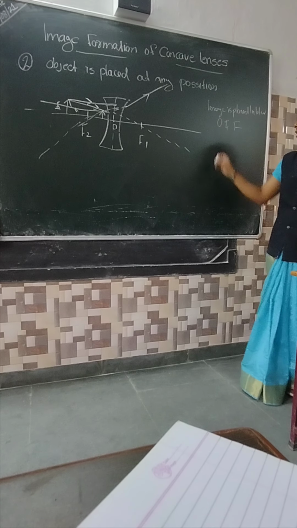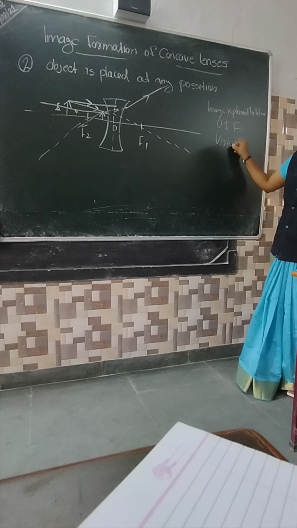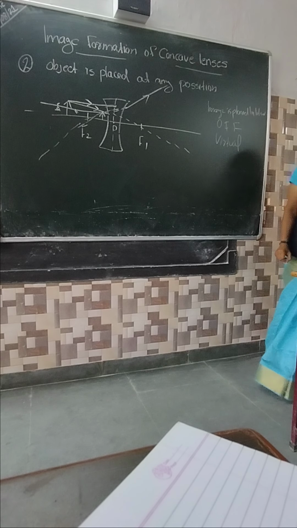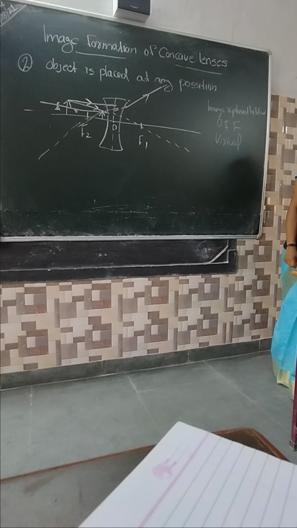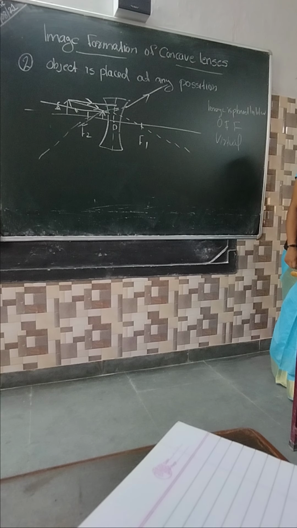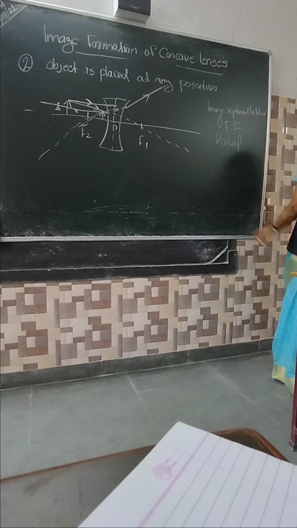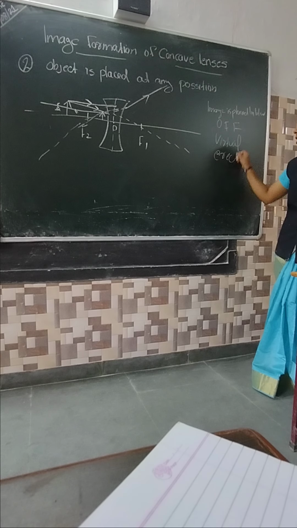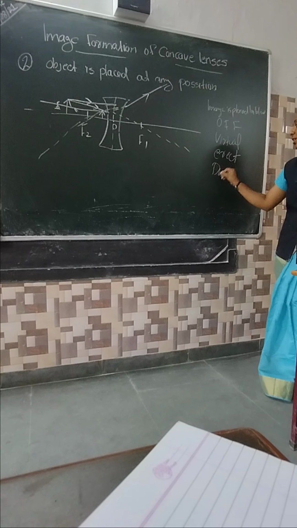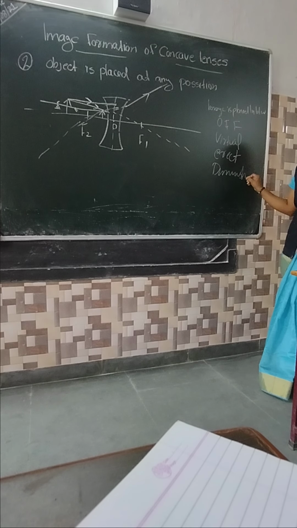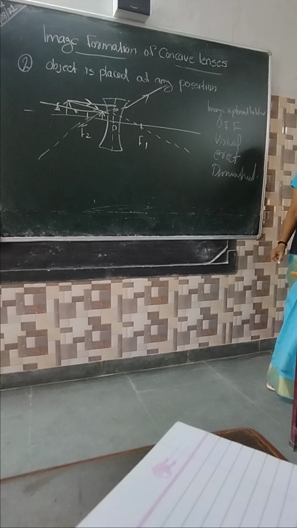Okay, so it is a virtual image. Is it inverted or erect? Erect, because it is above the principal axis. Inverted means below the principal axis. So it is an erect image. And how is the size of the image? Diminished. Very good. Clear everyone? Okay, draw the diagram.